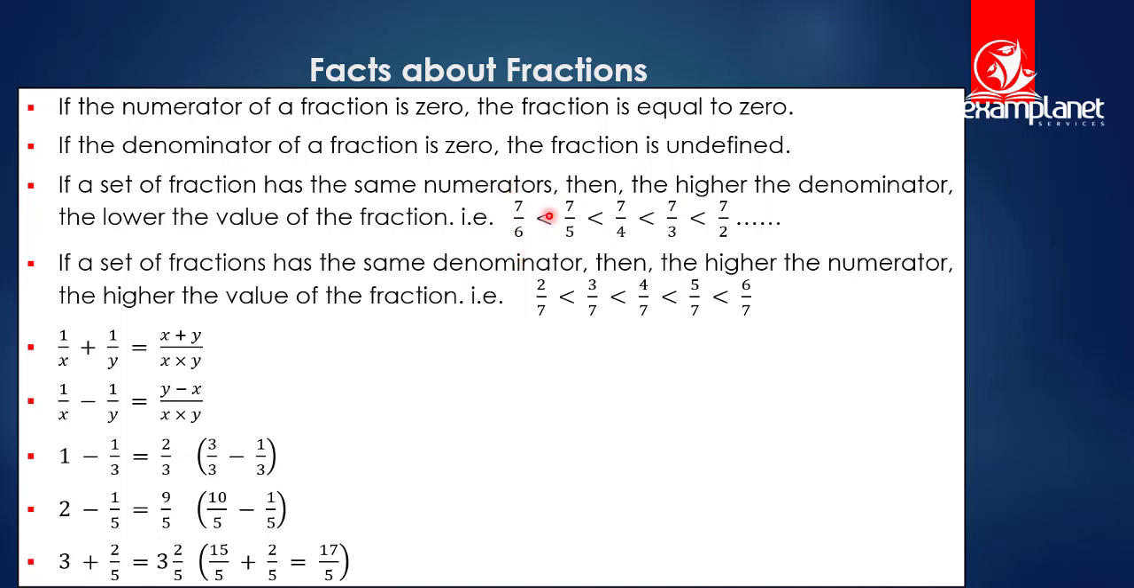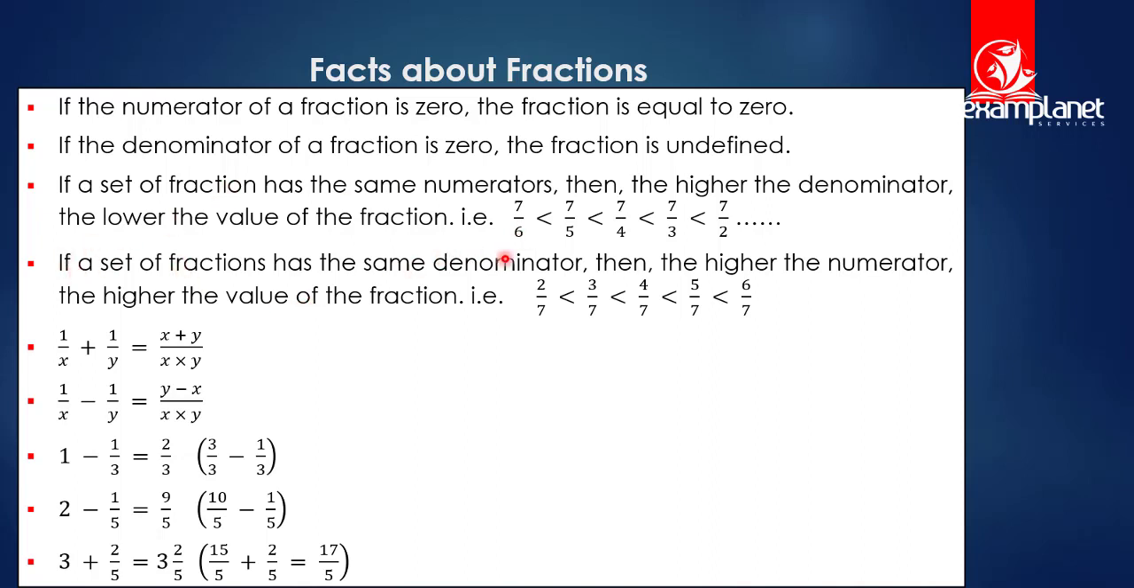So here 7 over 6 is less than 7 over 5, because 6 is bigger than 5. So this fraction will be smaller. You are dividing something by a bigger number, so you are going to get a smaller result. Okay, so 7 over 5 is less than 7 over 4, 7 over 4 is less than 7 over 3, 7 over 3 is less than 7 over 2, and so on like that. So if we have the same numerator, the bigger the denominator, the smaller the fraction.